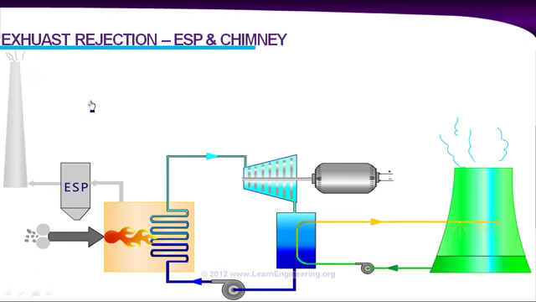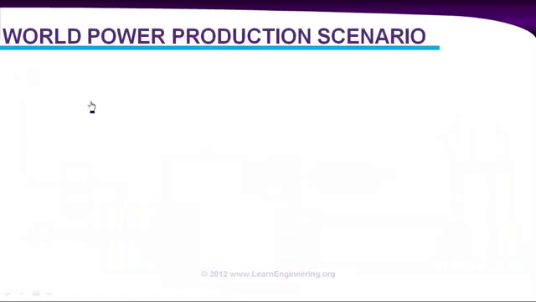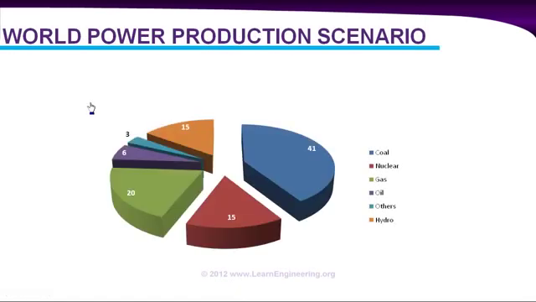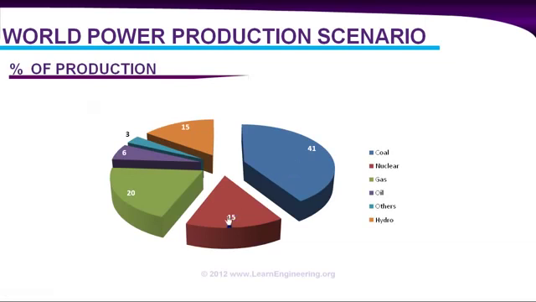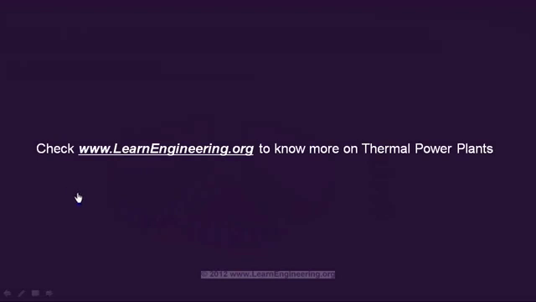Before winding up the lecture, we will have a look at current world power production scenario. You can see coal and nuclear combined produce almost half of world's power. And both come under thermal power plant because working fluid of both is steam. Hope you got a logical introduction to working of thermal power plants.